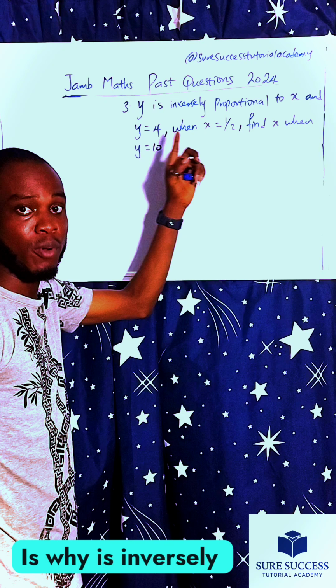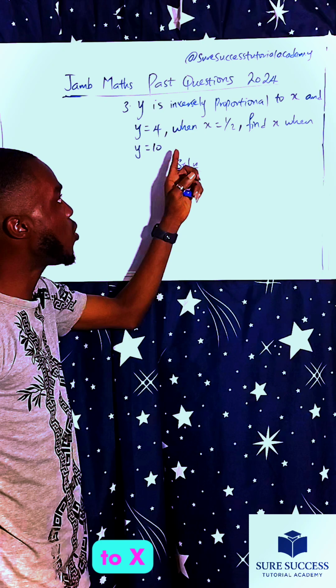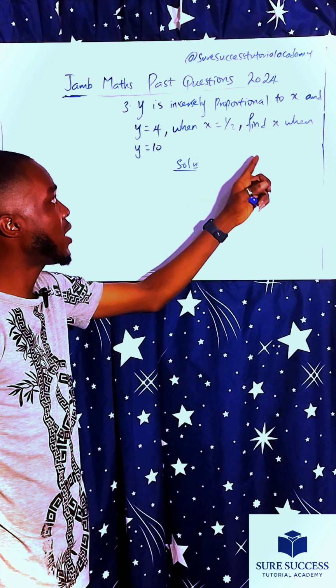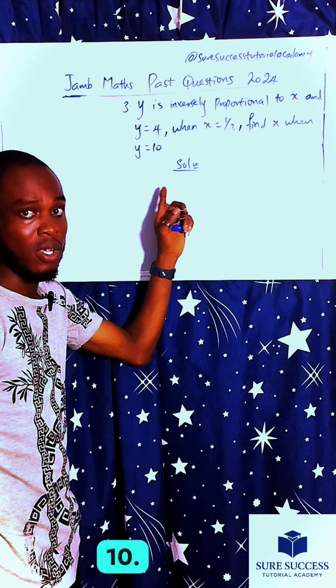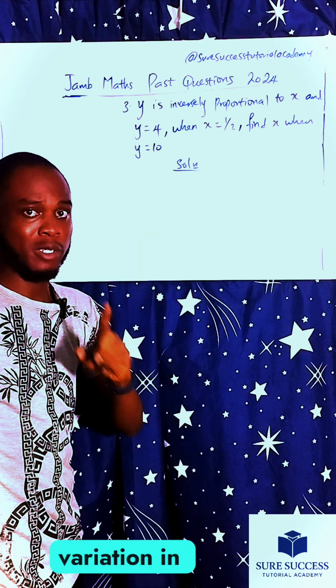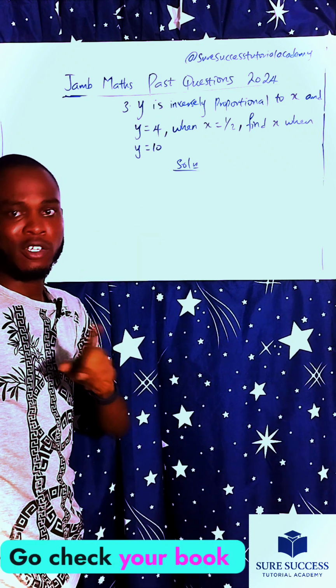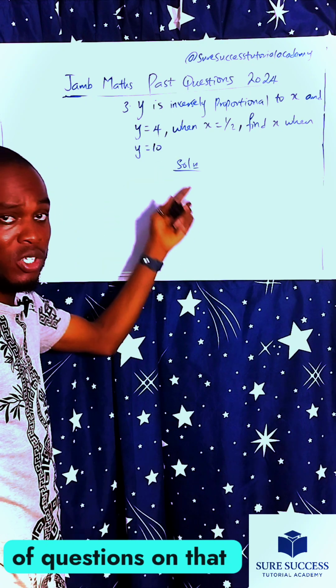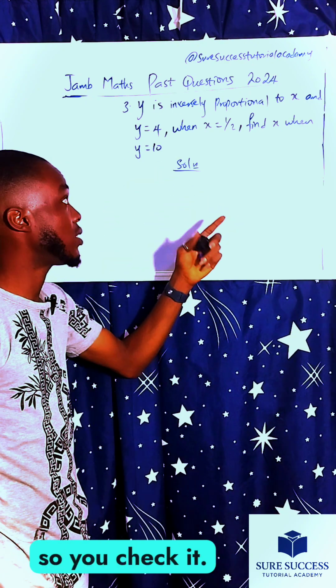Y is inversely proportional to x, and y is equal to 4 when x equals 1/2. Find x when y equals 10. So this question, you always find it under variation in mathematics. Go check your textbook, New General Maths Essential. You always see this type of question. It's under variation, so go check it.